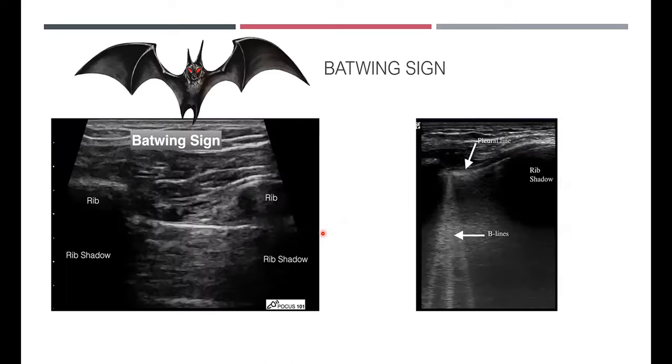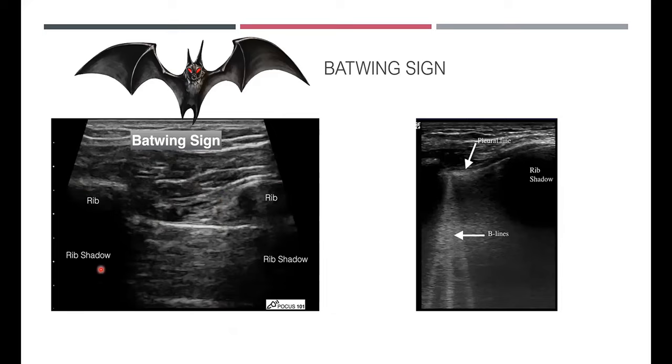We call this classically the bat wing sign. And for all of you, I would say the demonstration of a normal bat wing sign is basically a very important aspect of learning how to do lung ultrasound. Because what it means is that you've been able to orient the probe within the rib spaces, in the intercostal space, so that you're getting a complete image.